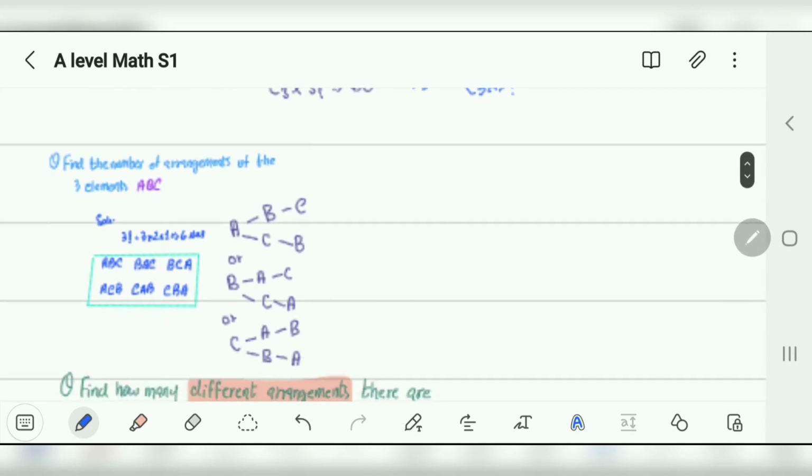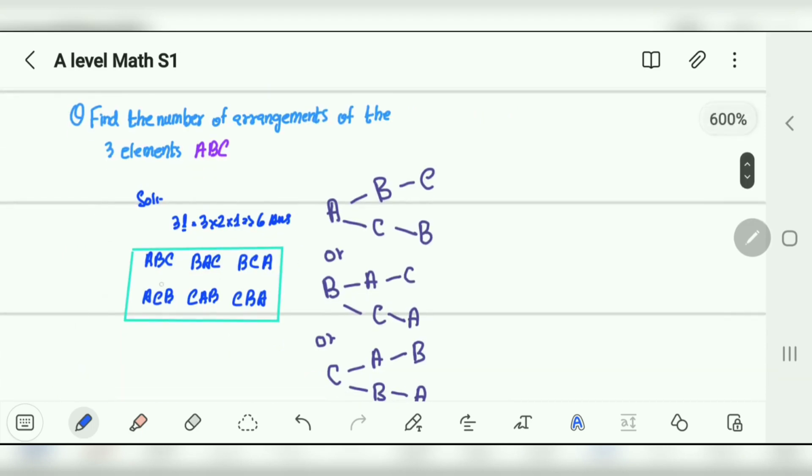Yeah, this is another example of permutation. Find the number of arrangements of 3 elements. So that's what I've been telling you about: if I want to make an arrangement of these 3 letters, then I'll just do 3 factorial. 3 factorial means 3 multiplied by 2 multiplied by 1. 5 factorial means 5 multiplied by 4 multiplied by 3 multiplied by 2. 50 factorial means 50 multiplied by 49 multiplied by 48 multiplied by 47, and so forth.